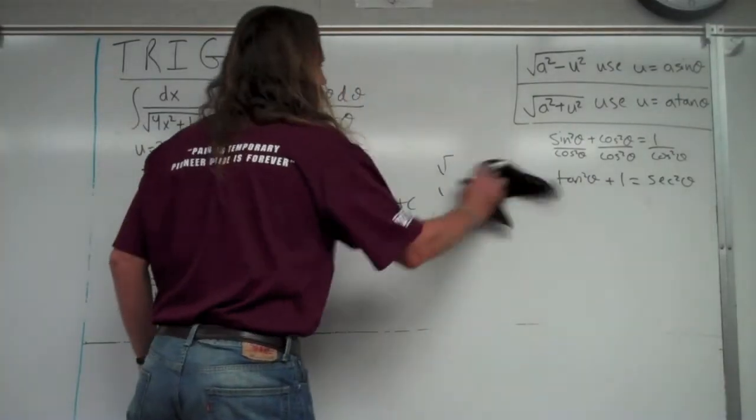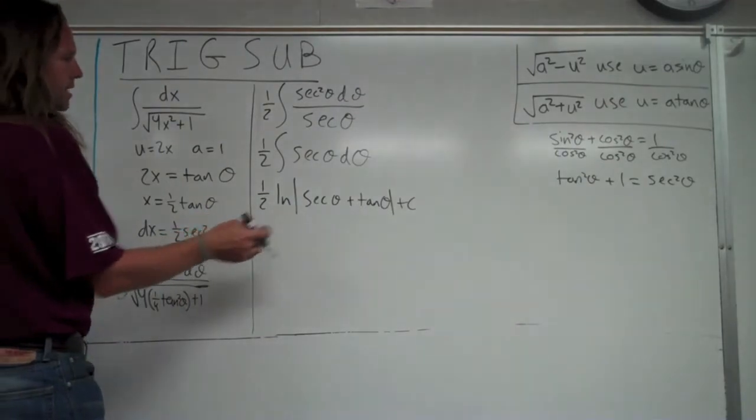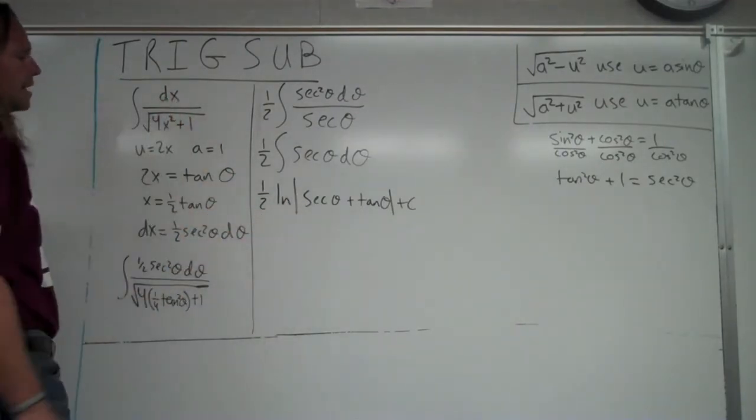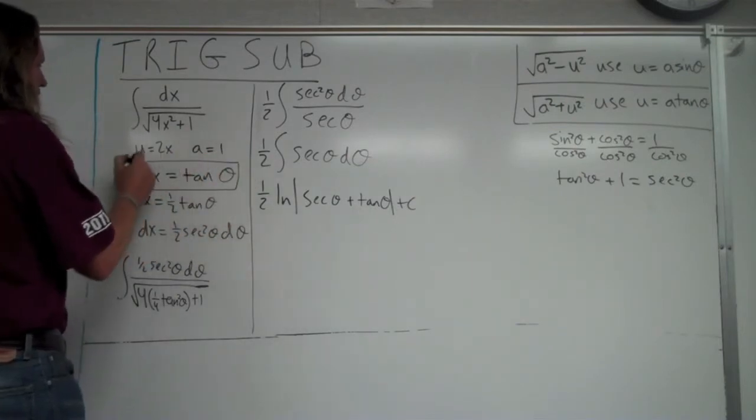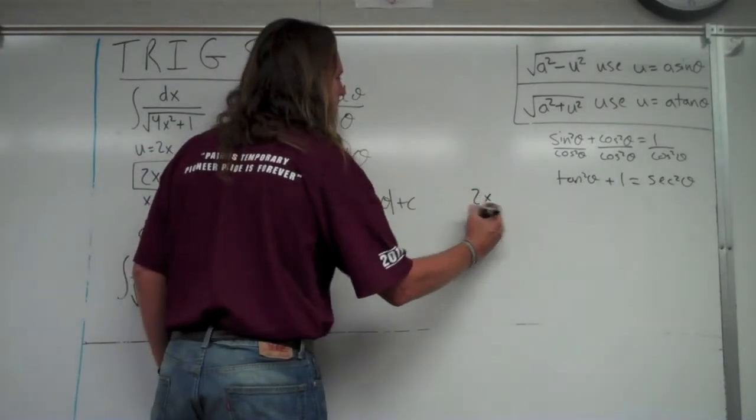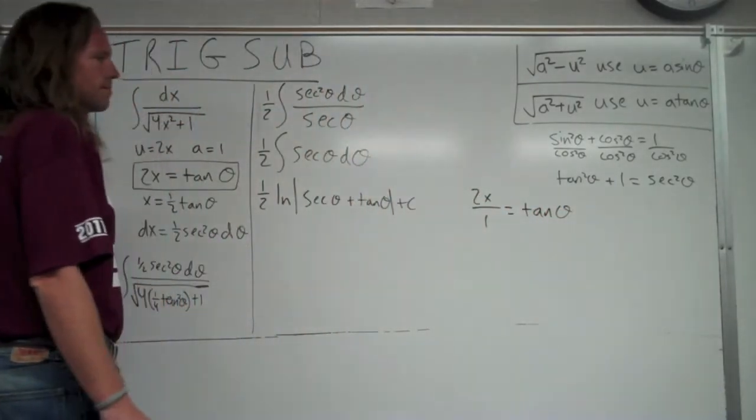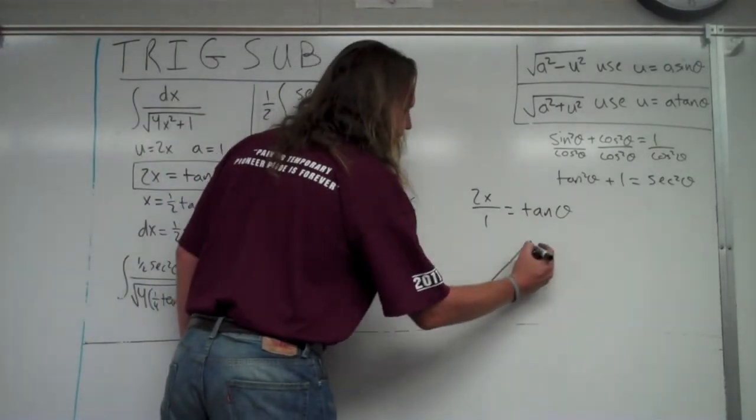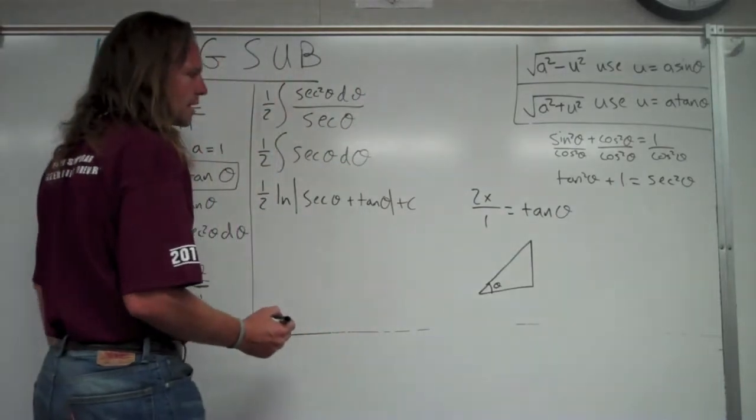Alright, erase this, that's out of our way. And just like in the last case, we can't leave it in terms of theta, we have to change it back to x's. So we're going to use our initial substitution step that we had here to make a triangle. Now I'm going to write that as 2x over 1, just to make it a little more clear as to what our angle is supposed to be. So I have my triangle going here. So there's my theta.